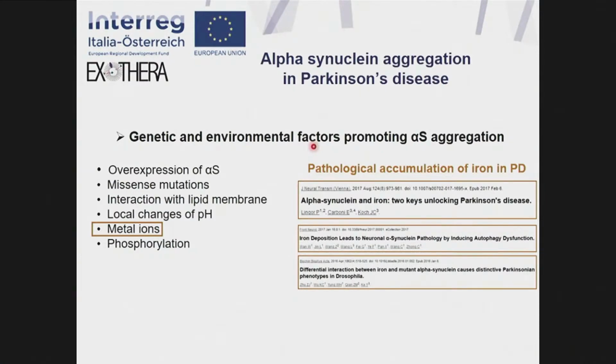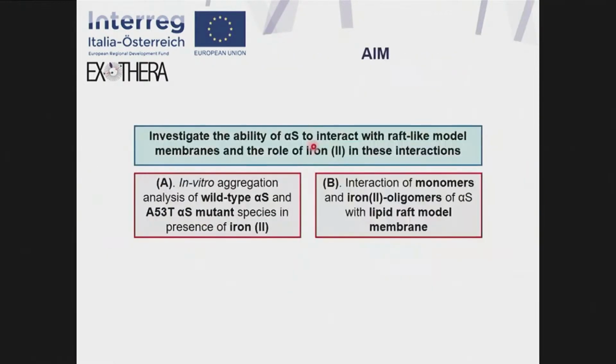It is reported that Parkinson's disease patients are characterized by high levels of iron and other kinds of metals. So our idea was to correlate the effect of iron on the ability of alpha-synuclein to interact with model membranes that mimic this kind of structure, the lipid rafts on our membranes.